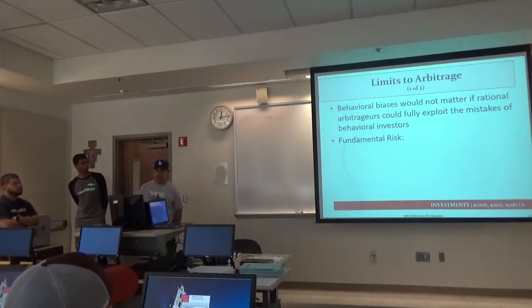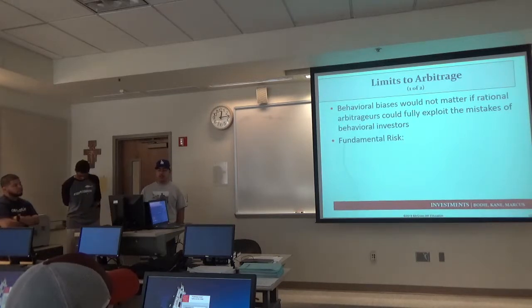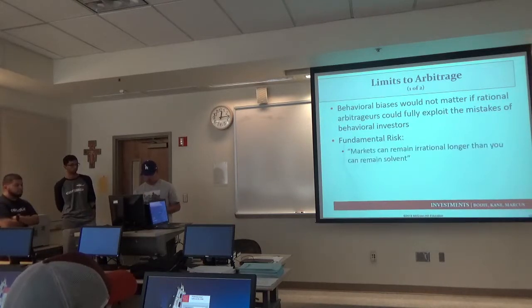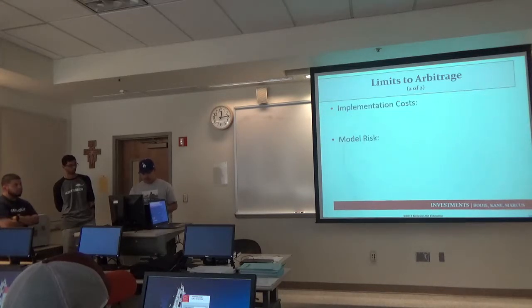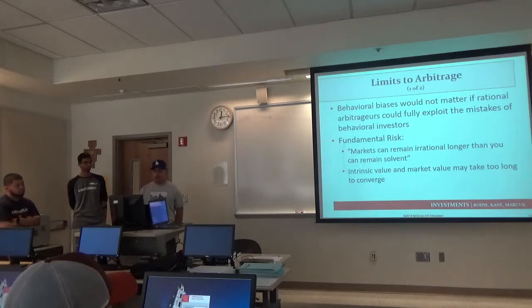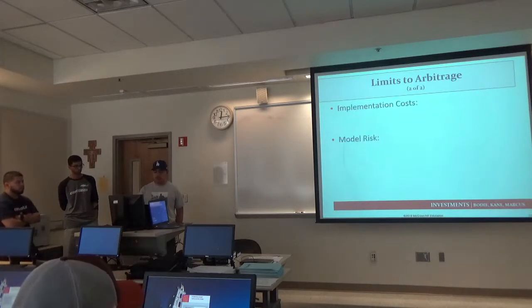These are some of the limits to arbitrage. Behavioral biases would not matter if rational arbitrageurs could fully exploit the mistakes of behavioral investors. Fundamental risks are basically everything that happens to a stock by a large group of investors as well. So right there it says the markets can remain irrational longer than you can remain solvent. Intrinsic value and market value may take too long to converge.